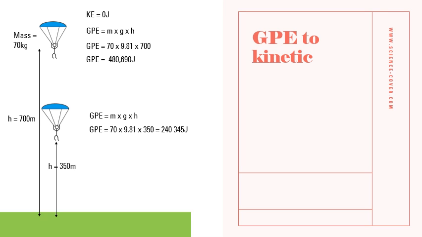Due to the conservation of energy, energy cannot be created or destroyed. So the loss of gravitational potential energy has to have changed to something else. It can only have become kinetic energy. So the other 240,345 joules that has been lost from the original 480,690 must have become kinetic energy.